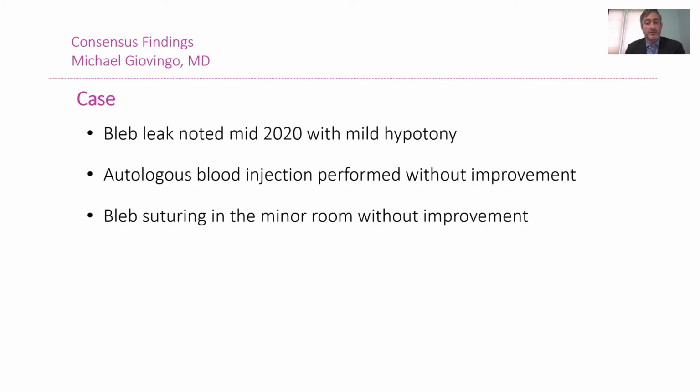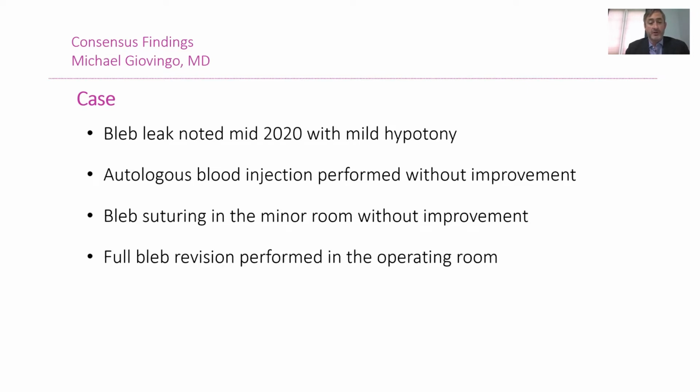The physician who did the trabeculectomy tried bleb suturing in the minor room to isolate the area of leakage, but these can be pretty challenging given the cystic nature, and they're very hard to suture for anybody who's tried. It didn't work. So I took the patient back to the OR for a full bleb revision, resutured the flap, advanced the conjunctiva, and excised all of the avascular conjunctiva.